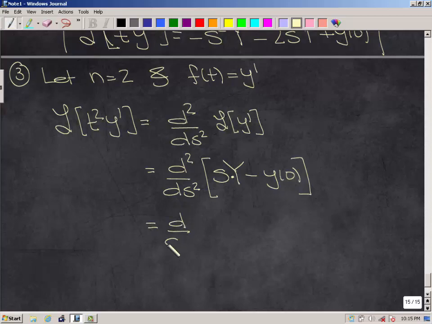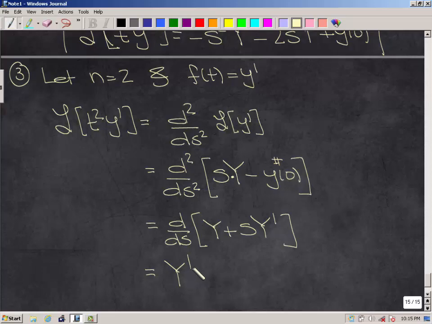So I'll write d over ds, and that'll give us big Y minus plus s times y prime. This will just give us 0 because that's just a number. Y of 0 is a number, you know. So that gave us the first derivative. Let's do the second derivative.